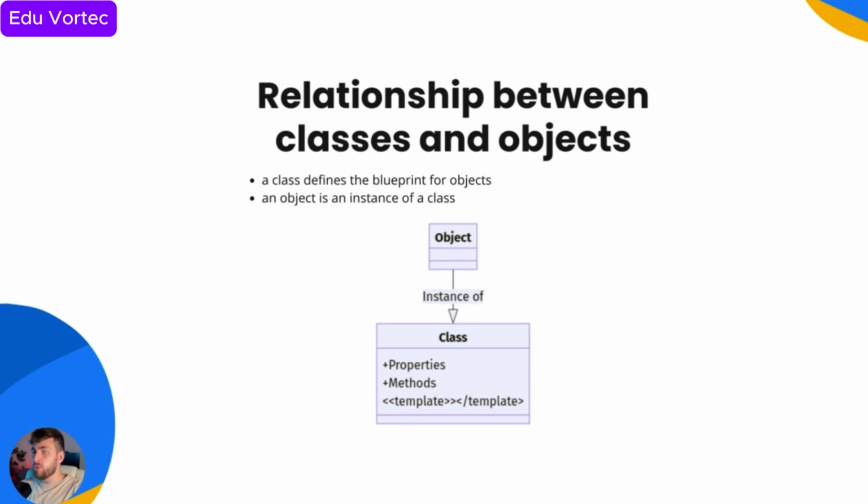This relationship between classes and objects is similar to the relationship between a cookie cutter and a cookie. The cookie cutter defines the shape and size of the cookie, just like a class defines the properties and behavior of an object. When we use the cookie cutter to make a cookie, we are creating an instance of the cookie cutter. Just like when we create an object from a class, we're creating an instance of that class.